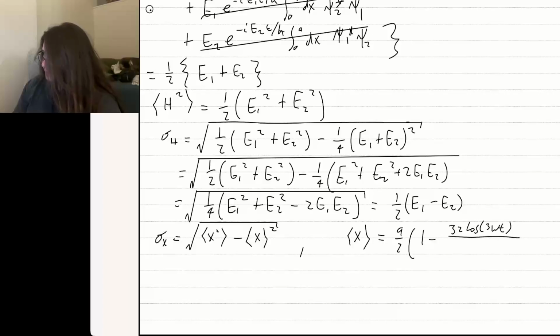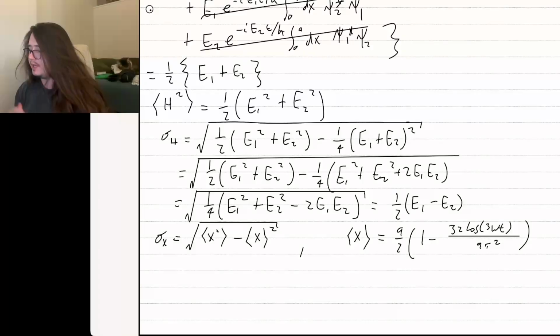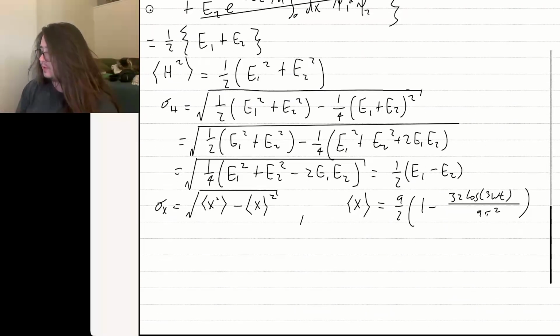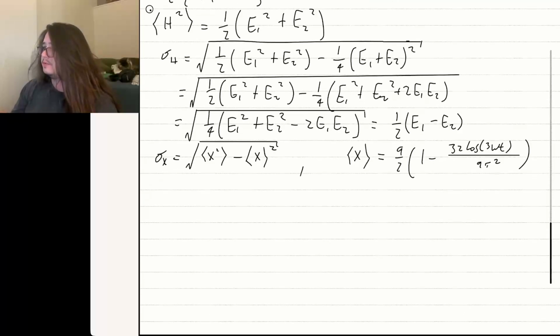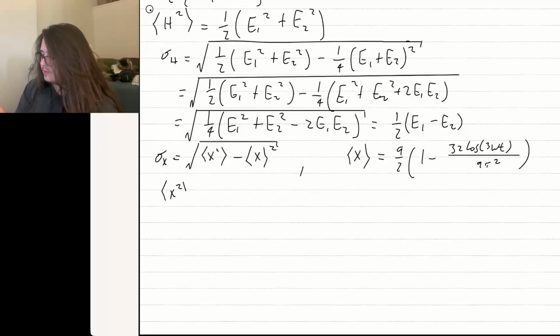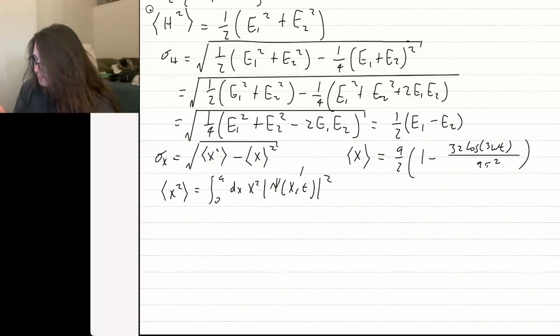T over 9 pi squared. But I haven't calculated what the expectation value of x squared is, so I think that's what we're going to spend the bulk of this video doing. The expectation value of x squared is the integral from 0 to a dx of x squared times the square modulus of psi. And I already know what the square modulus of psi is in terms of the actual functions, also from that video. So we're doing a lot of stealing from that video.